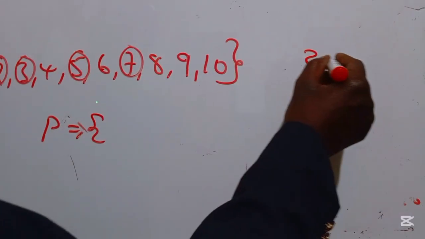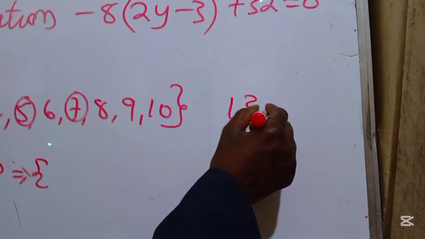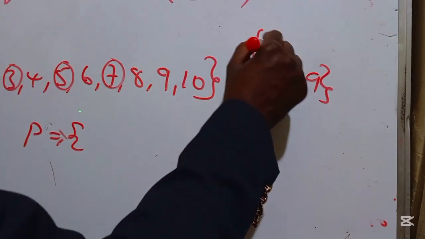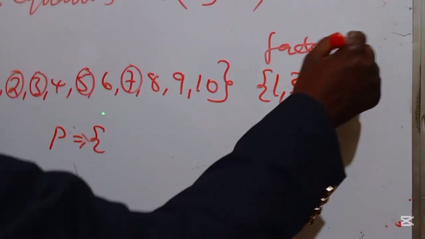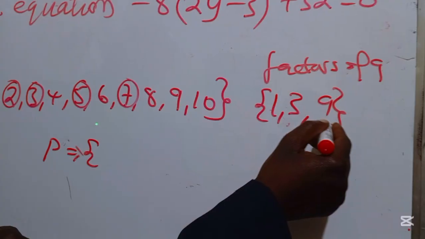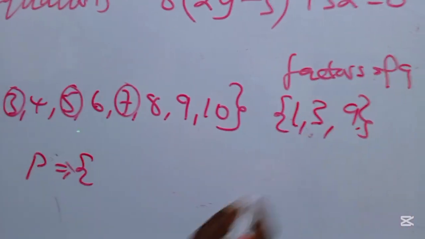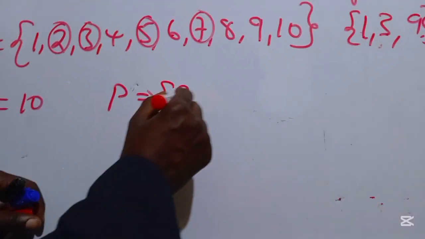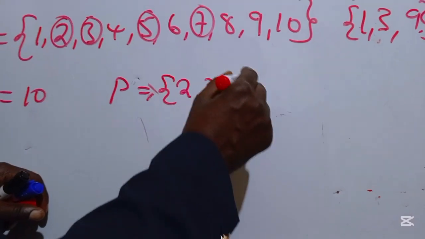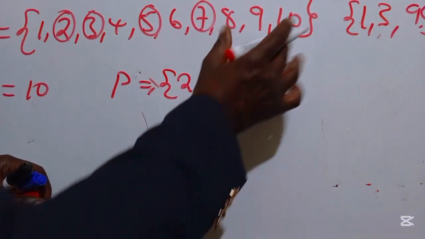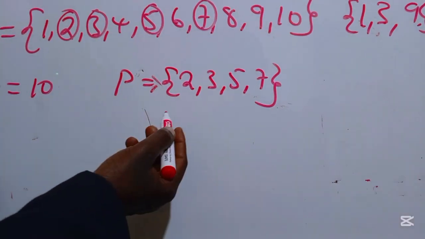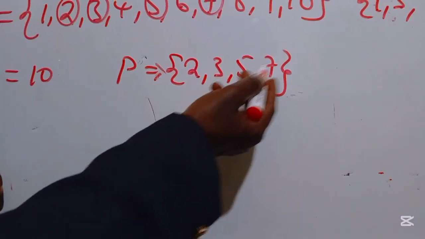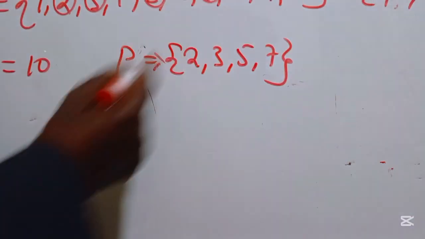Why? Because 9 has the following factors: 1, 3, and 9 itself. These are the factors of 9. Therefore, 9 does not qualify because it has more than 2 factors. But the prime numbers I've mentioned are 2, 3, 5, and 7. Considering the set we are given, how many are prime? We are saying the prime numbers are 1, 2, 3, 4. The rest are not prime numbers.